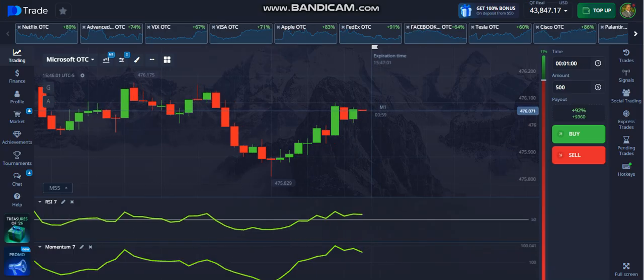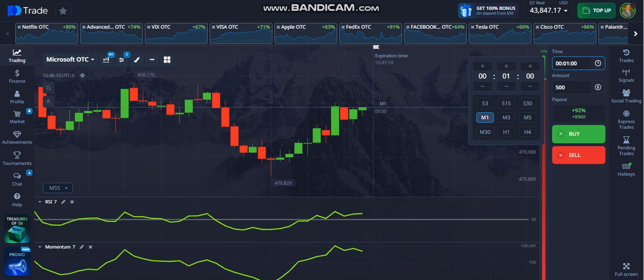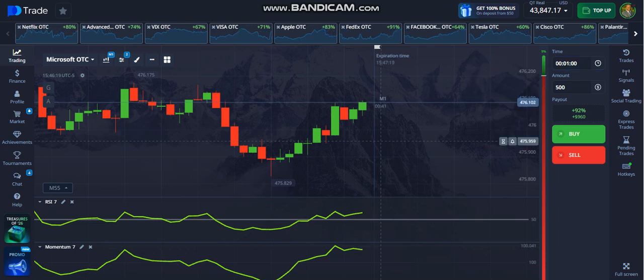And for my candlestick chart here, I have my candle set to 1 minute regular Japanese candles. And for my trade timer, I also have it set to 1 minute. So I'll be taking 60-second trades, fast 60-second trades. Okay, so I'm going to pause the video and look for our first setup.